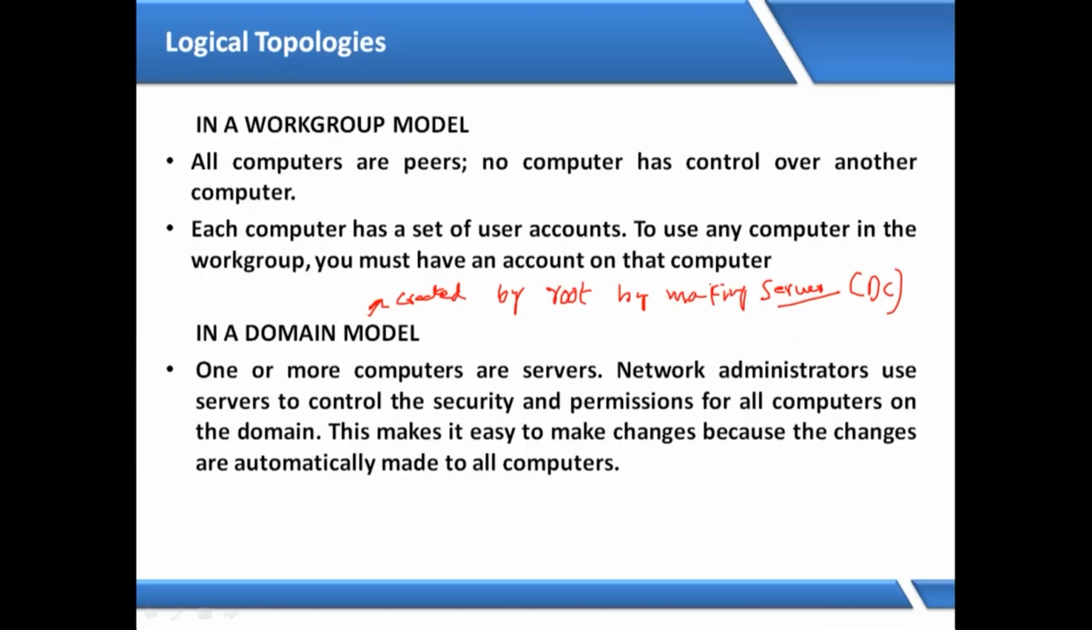In the domain model, the administrator has to create the domain by making the server. Here server means DC. Using this DC, as an administrator, we can control and manage all the computers. So the administrative job becomes simple and easy with the domain model, because whatever change the administrator does on the server, that change becomes effective or is implemented immediately. Whatever changes we do on the server, the effect will be there on all computers automatically. That makes the administrator's job simple and easy with the domain model. That is the reason every company uses only the domain model.